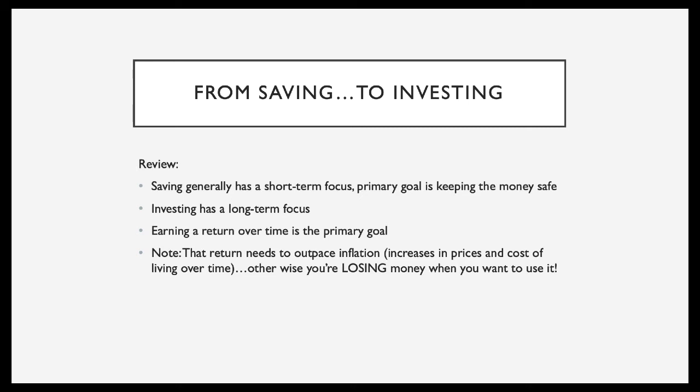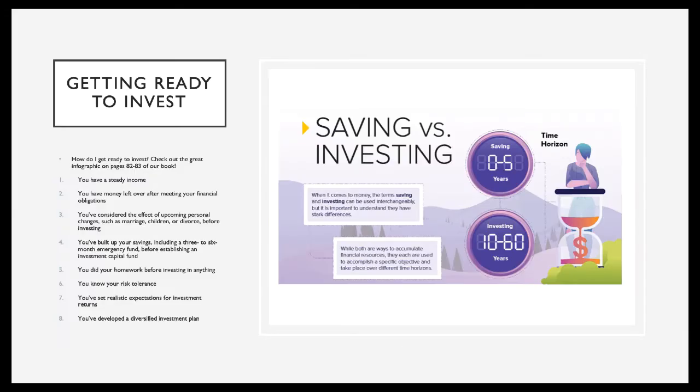Now again, this is all review from the previous module on saving. But let's go a little further. In order to be ready to invest, and you can see from the little graphic I've included here, the time horizon for saving is perhaps 0 to 5 years, but the time horizon for investment is typically significantly longer, between 10 and 60 years.